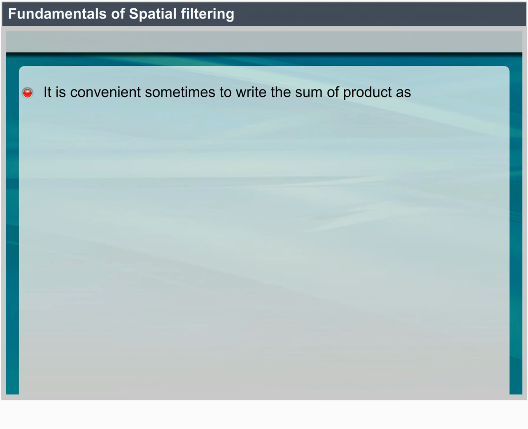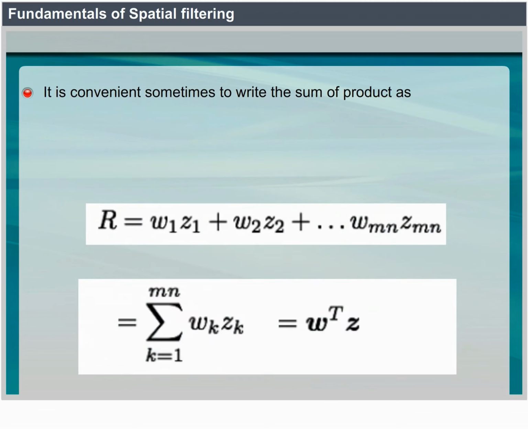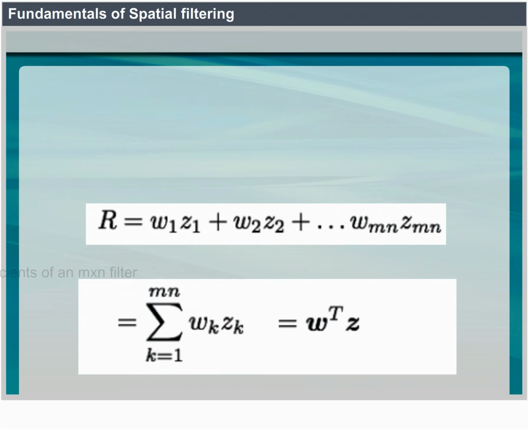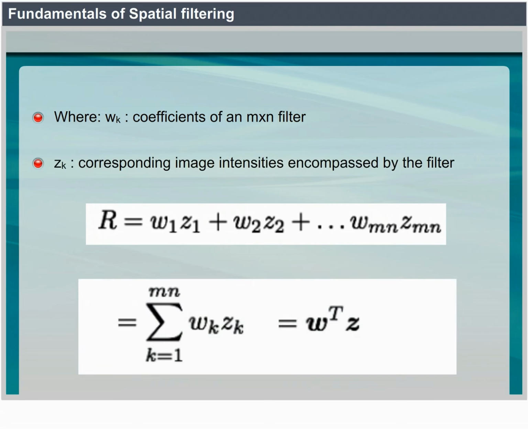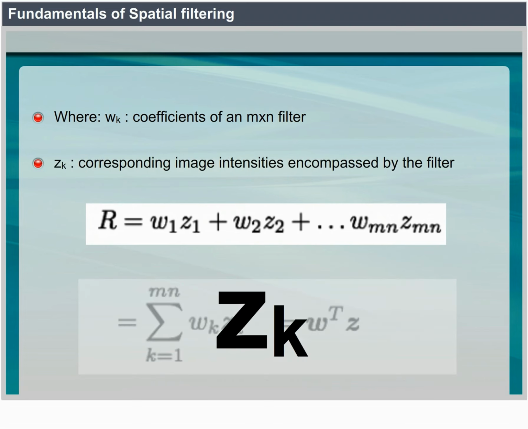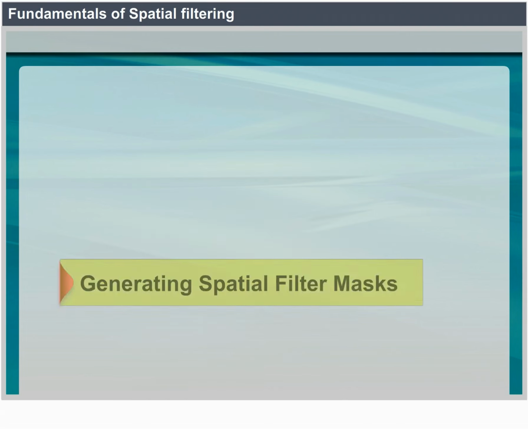Generating spatial filter masks. To generate an m into n linear filter, we need to specify m star n mask coefficients selected based on what the filter is supposed to do. Example 1. Average filter with a 3×3 neighborhood. The equations are as shown on screen.